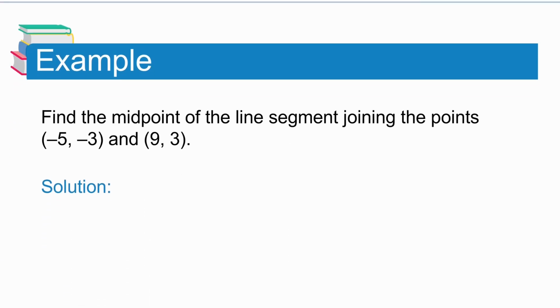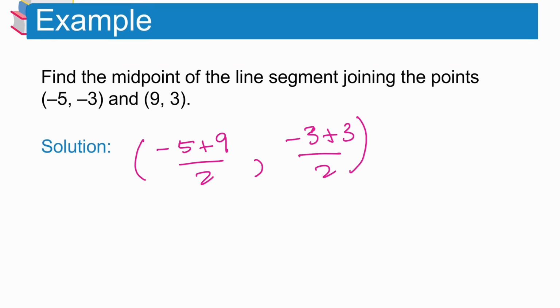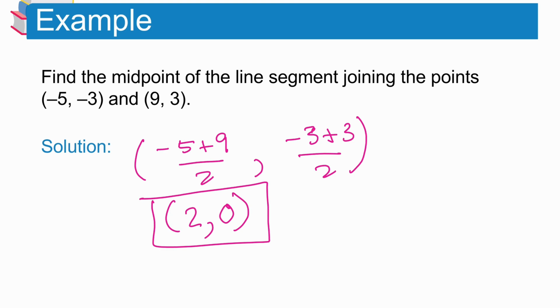And then maybe a slightly more complicated example, we want to find the midpoint of these two. So negative 5 plus 9 over 2, and then negative 3 plus 3 over 2. Negative 5 plus 9 gives me 4 halves. 4 halves is 2. And then negative 3 plus 3 gives me 0. 0 divided by 2 is 0. So this is going to be the point 2, 0.